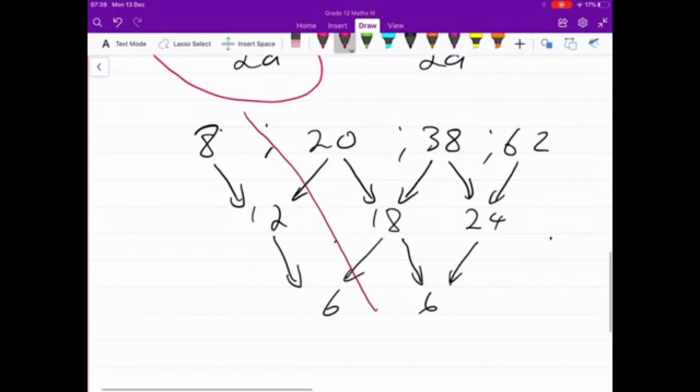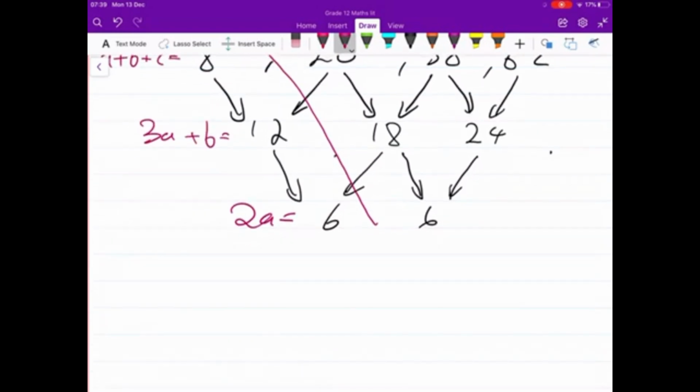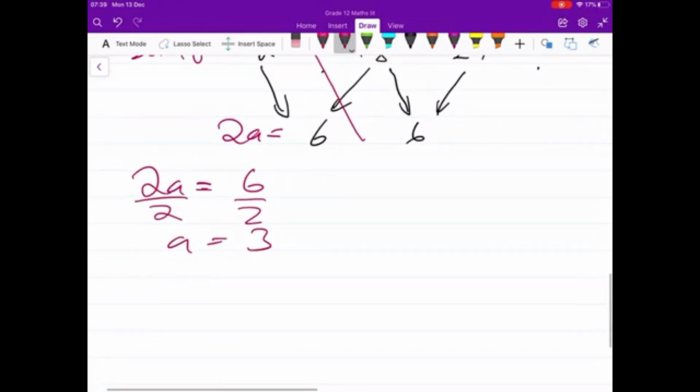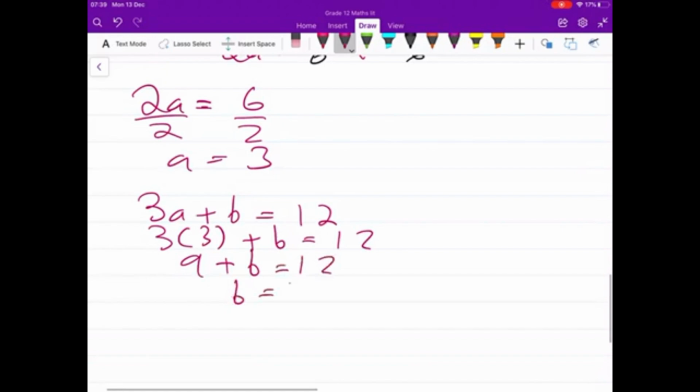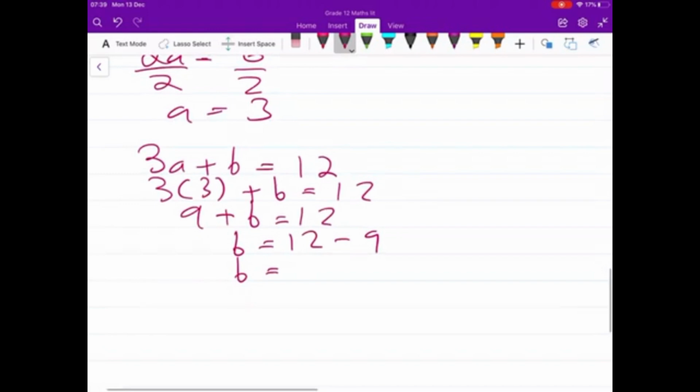All right, you will say that 2a, then 3a plus b, then a plus b plus c. We work from the top to the bottom. We'll say 2a is equal to 6. Therefore, divide both sides by 2, a equals 3. Then we have 3a plus b equal to 12. Wherever we see a, we put 3, so 9 plus b equals 12. b equals 12 minus 9. Therefore, b is equal to 3.